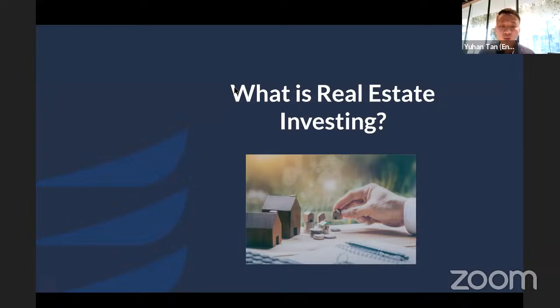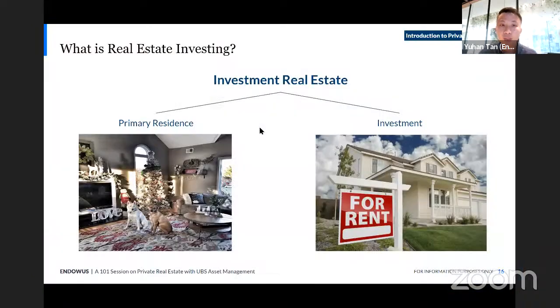So before we jump right into the main content, we have to first ask, what is real estate investing? Well, for most of us fortunate enough to own an apartment in Singapore, we are already investors in real estate. So broadly speaking, investing in real estate can be split into 2 segments. The first is a primary residence, where you and your loved ones will be living in.